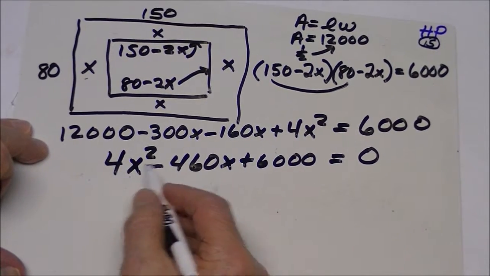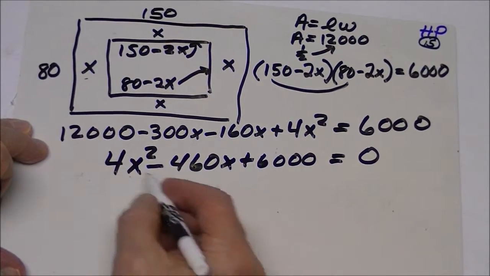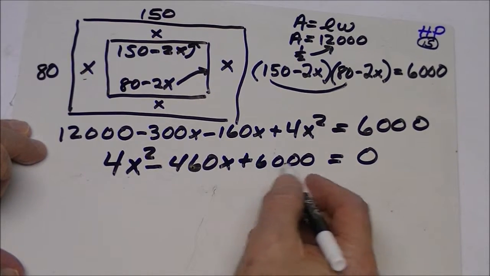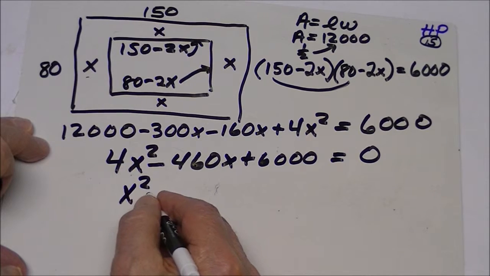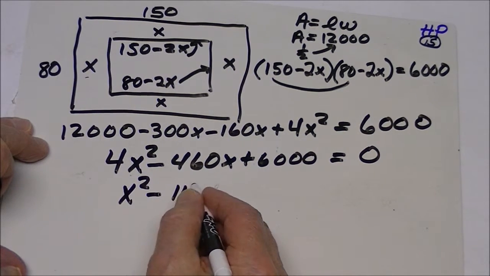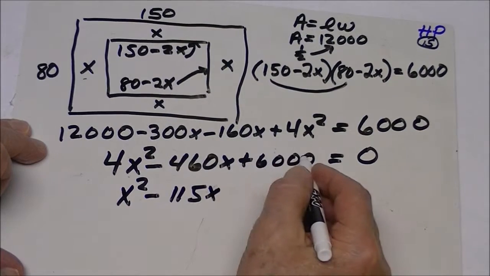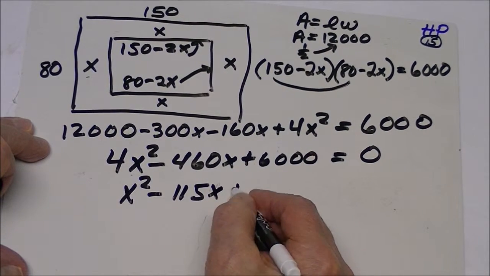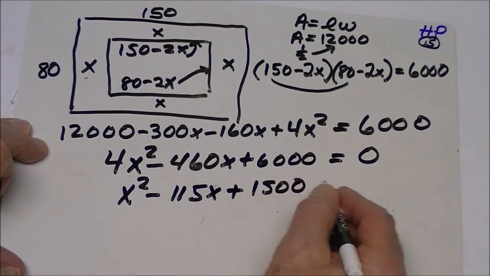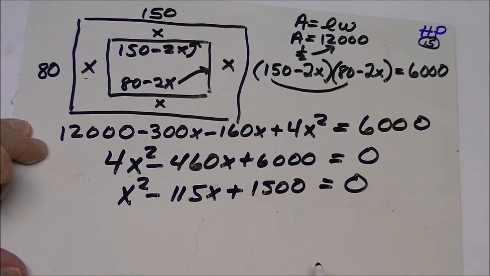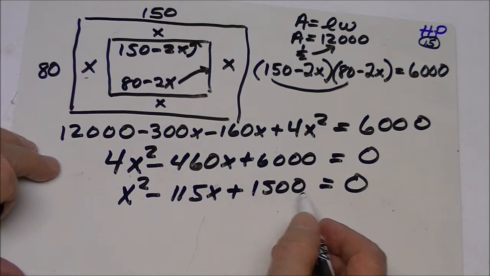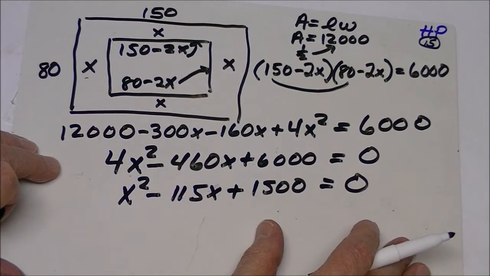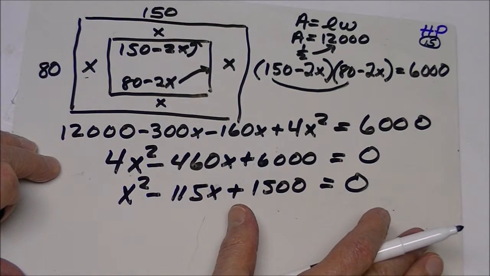Now if you can see it, each of these coefficients or these terms is divisible by 4. So I'm going to divide everything by 4. And this gives me x squared minus 115x minus 1500 equals 0. Now again, you could put that into the quadratic formula, but actually in this section all of them can be factored.